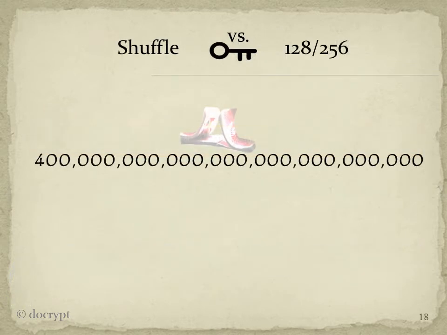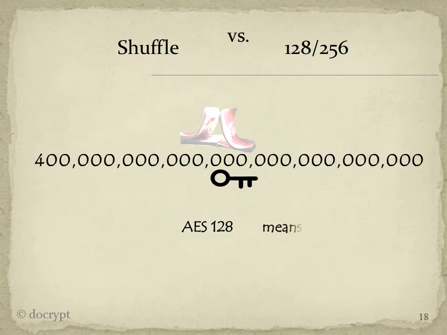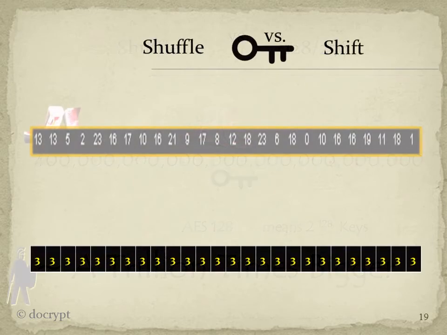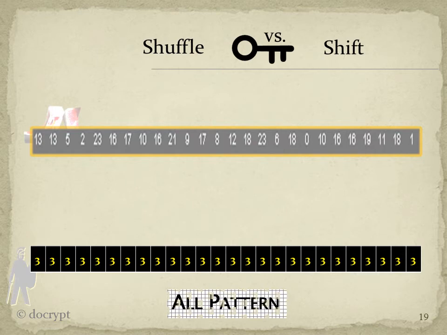And since we're talking about the number of keys a method has, let's compare Shuffle to AES 128. Shuffle has this many keys. AES 128 really has 2 to the 128th power keys. How many more keys is that? It's a trillion times bigger than the number of Shuffle keys. This is all pattern, and if made correctly, this is no discernible pattern at all.